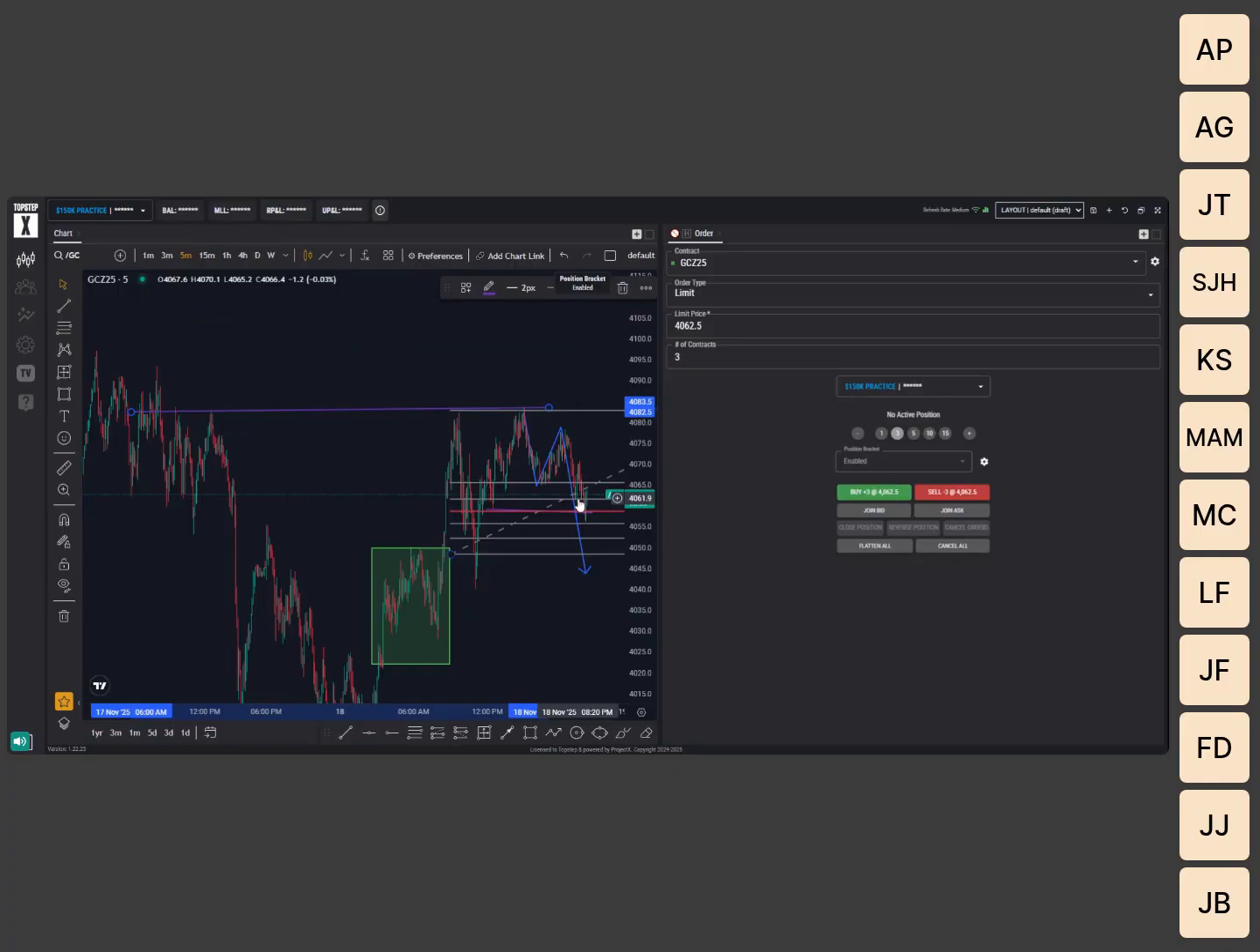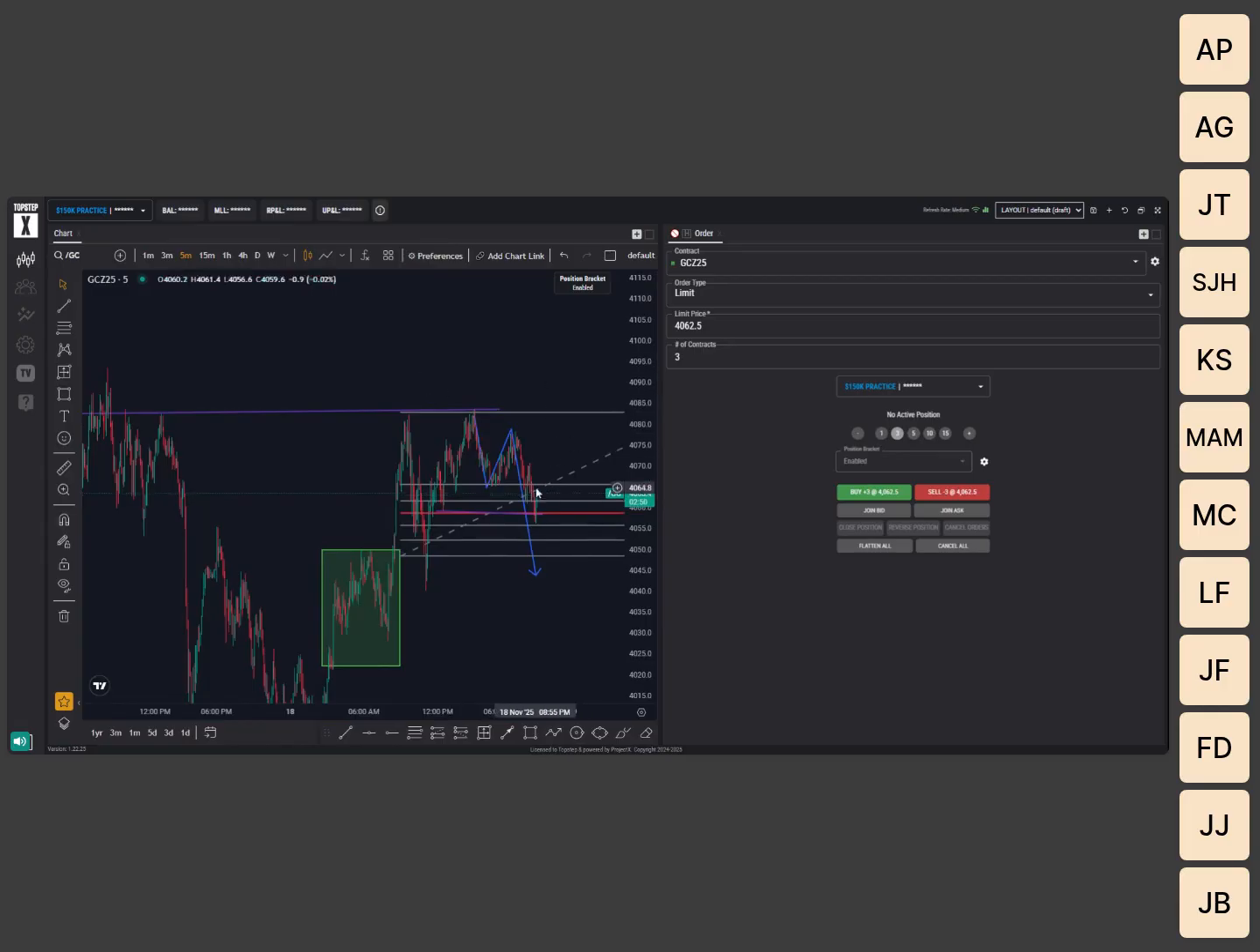So when you see something like this, think of it as a battery that's charging. Each time it rejects, it gets stronger and stronger to support a reversal to blow this out the water.